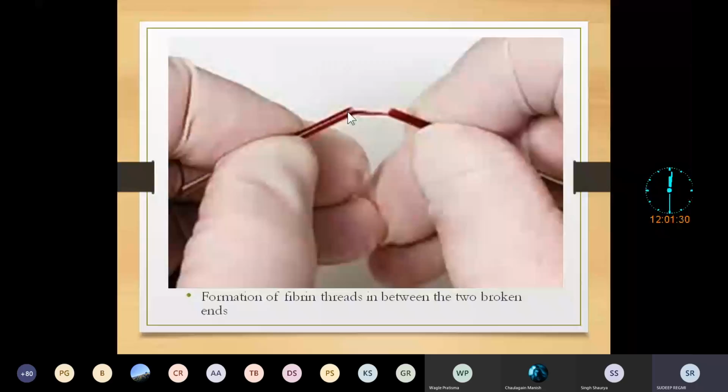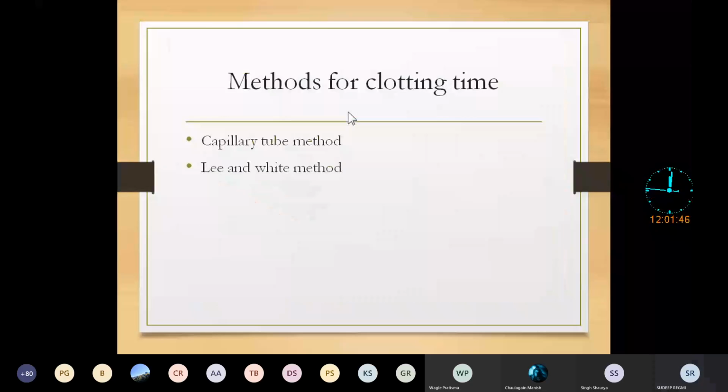find the formation of the thread, that is the clotting time. But that is not used nowadays generally. This is a very crude test, and there are many variables which affect the clotting time, so we do not use it.